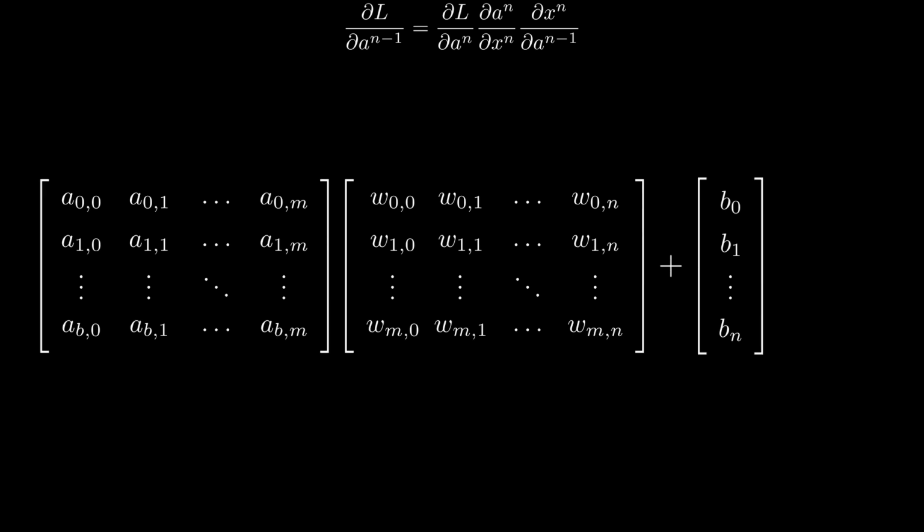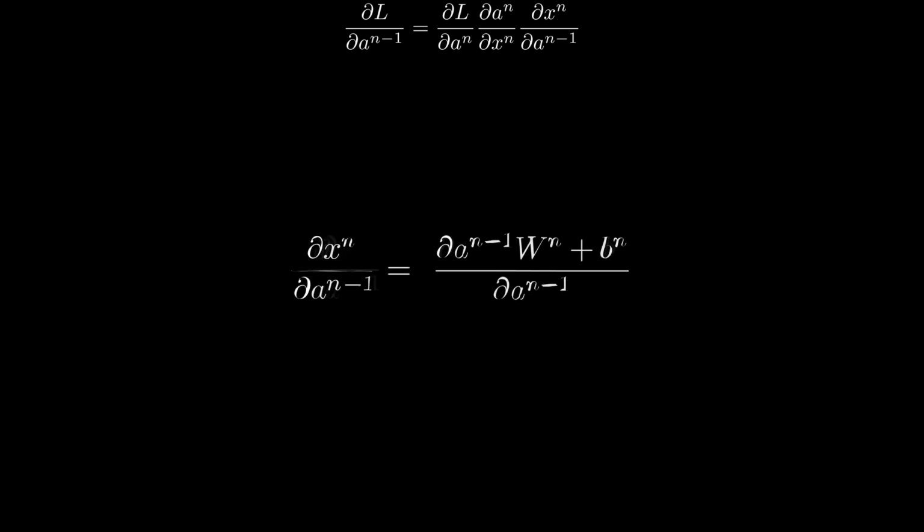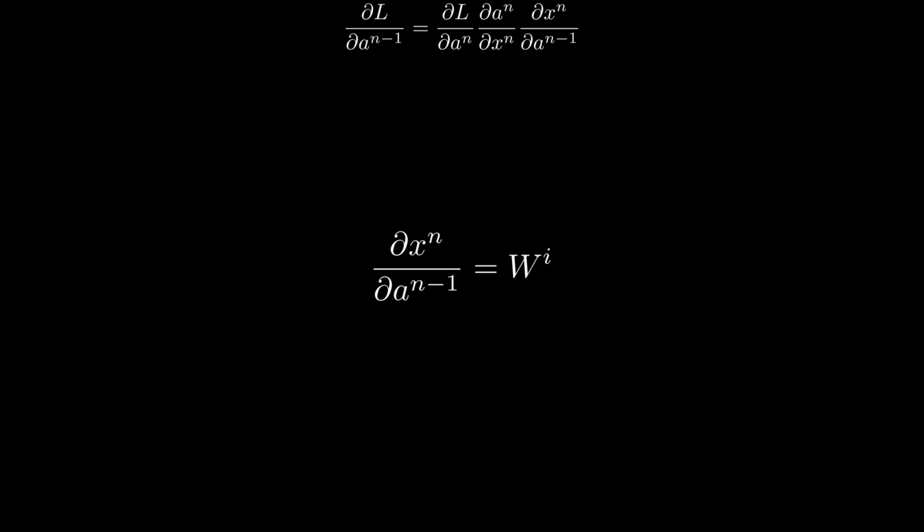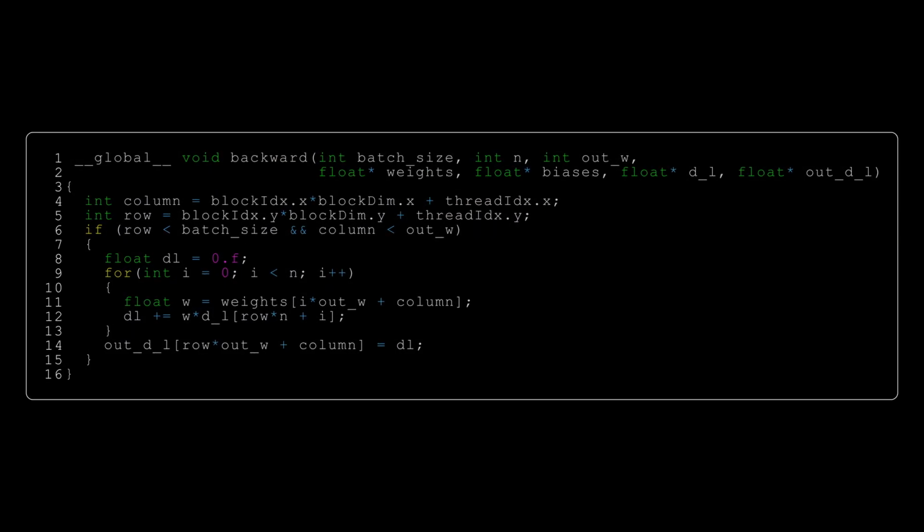Remember that our equation for the input to the next layers was a matrix multiplication with the weights and the activations of the previous layer. If we take a derivative of that, we arrive with just the weights of that layer. And this is the kernel that helps us achieve this. And it's simply performing a matrix multiplication of our weights and the error from the next layer.